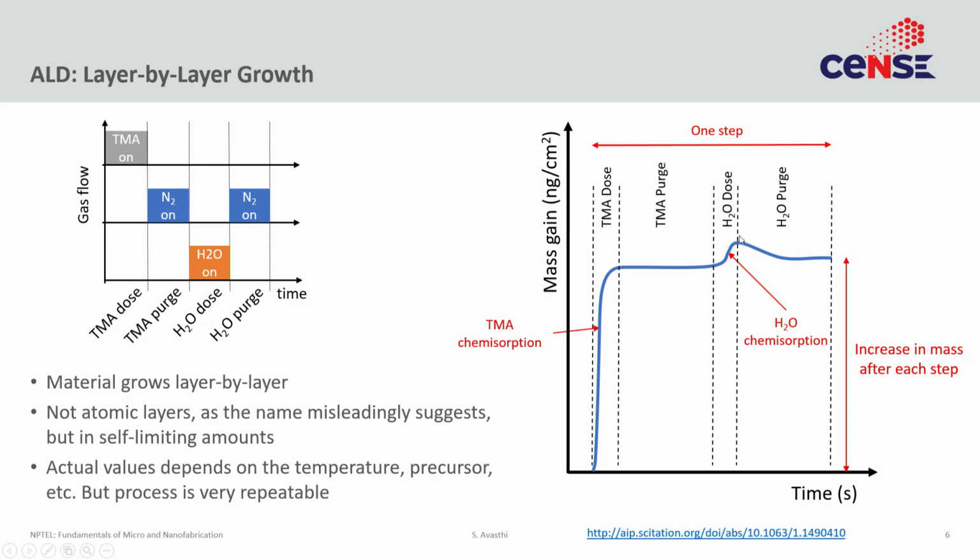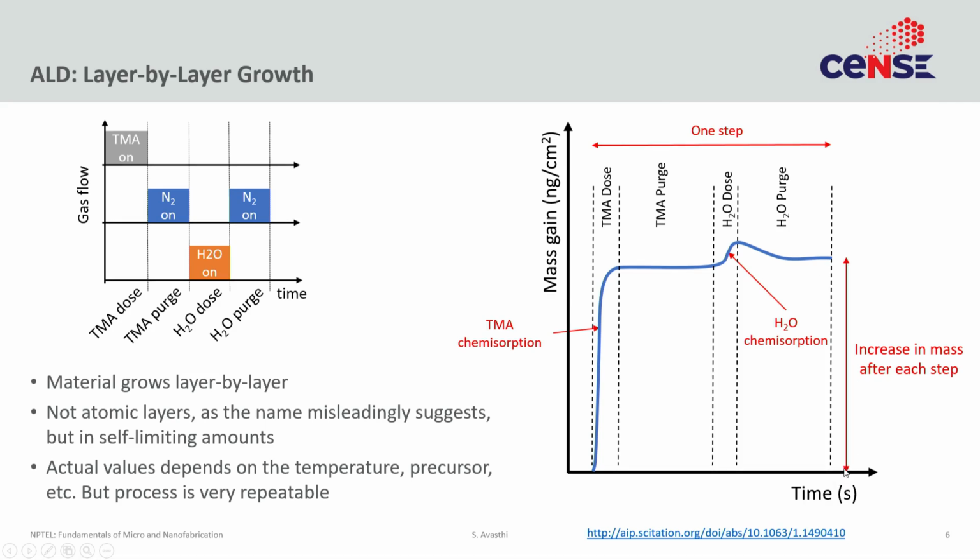There is some reactivity between water and TMA, and because of the reactivity, a certain amount is chemisorbed on the surface, and that is irreversible. That water will not come out. So you see some amount of mass gain, and of course, this is the end of the first step of one cycle. Next, you will start again. Okay. So this is the amount of mass you gain per cycle or per step, right?